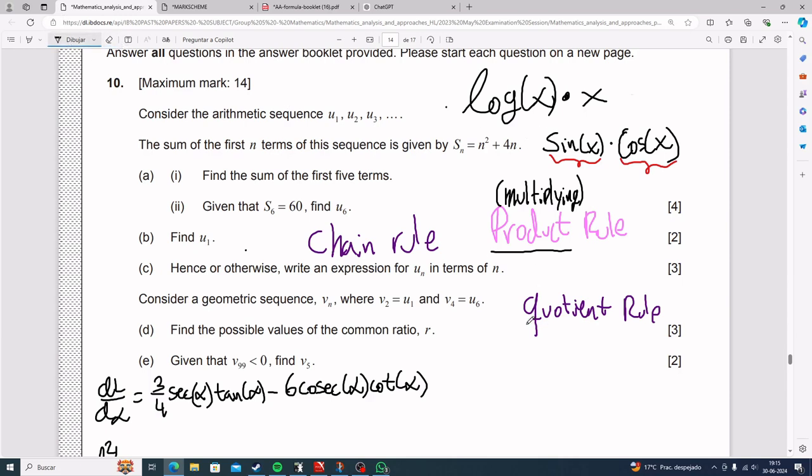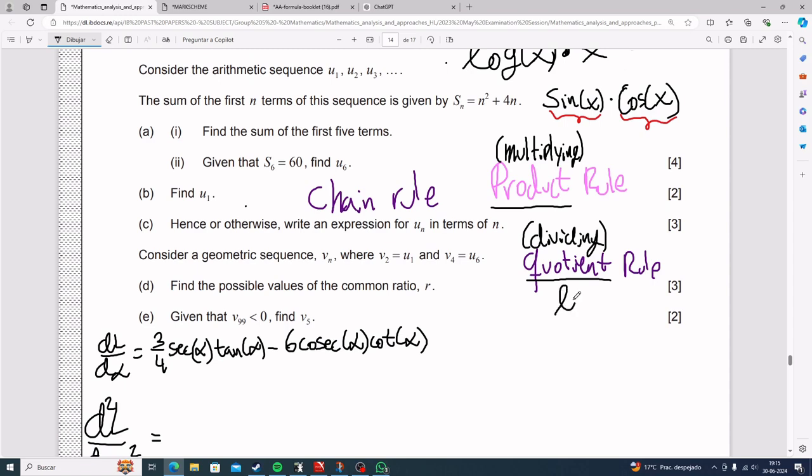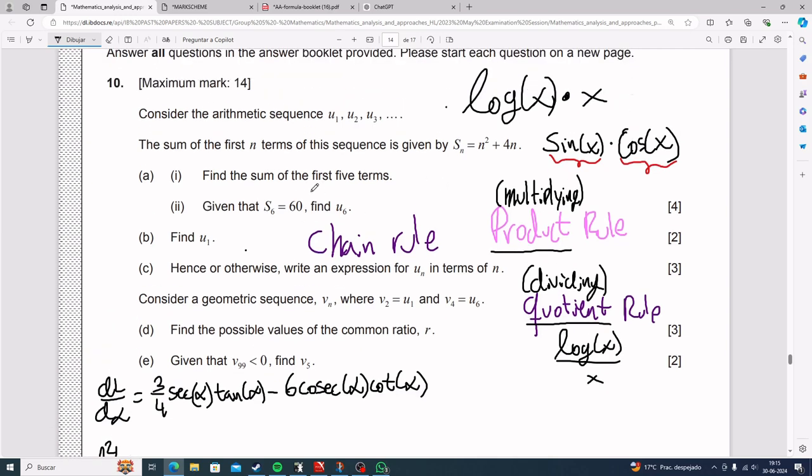For the quotient rule, it's awfully similar, just that you now have dividing. So instead of having log x times x, it would be something like log x divided by x. Here you would apply the quotient rule. And last but not least, the chain rule is perhaps the weirdest one, but intuitively it's easy to follow. It's basically just when you have one inside another.